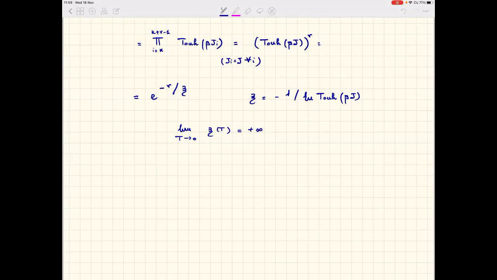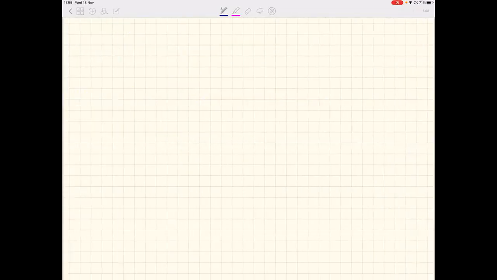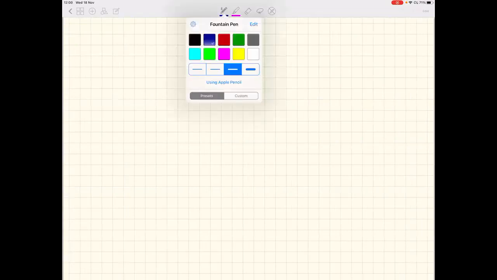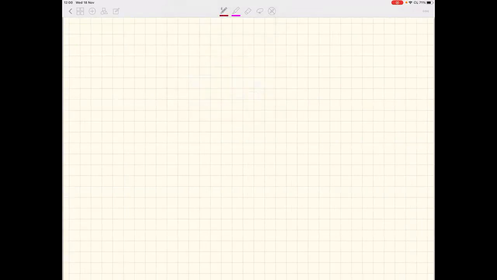Okay, so this goes to plus infinity. All right, so now, after dealing with the Ising model, let's deal with another model that is actually quite interesting. That is known as the Potts model. Have you ever heard of the Potts model?